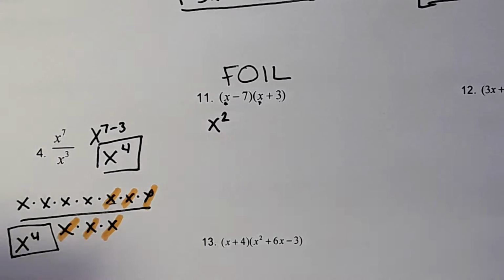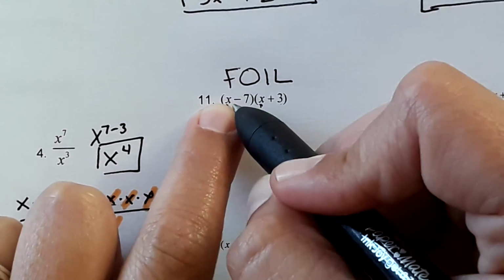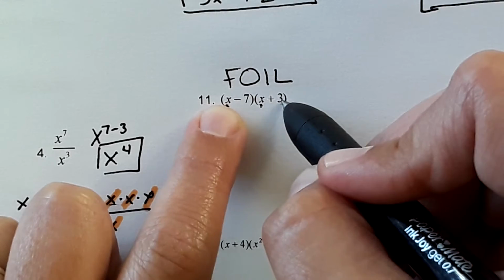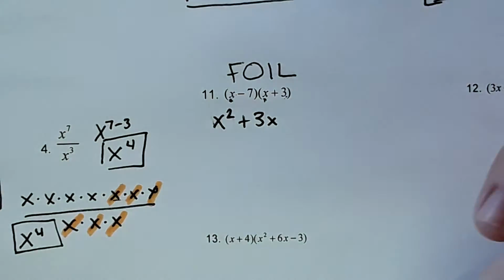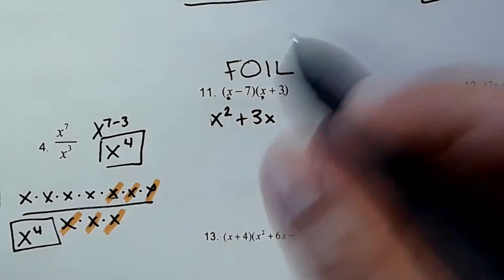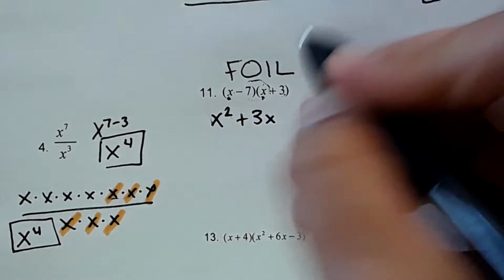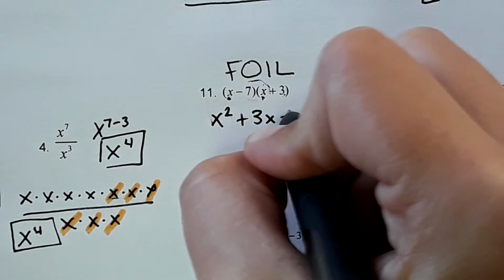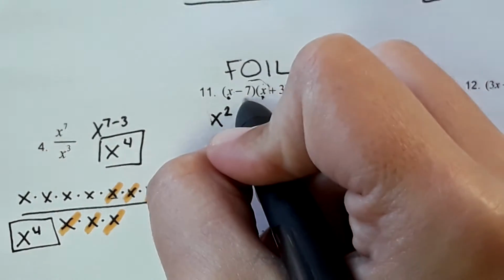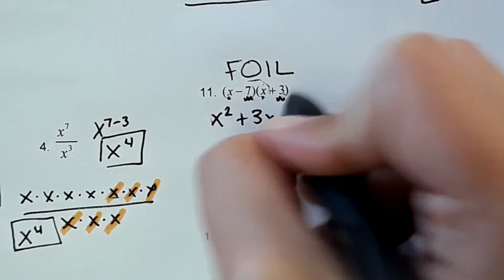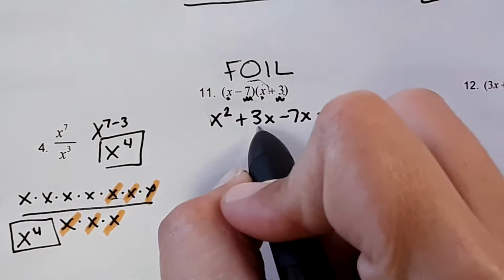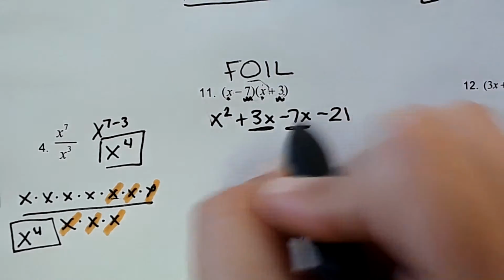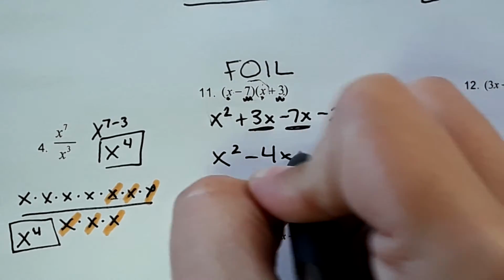And outside means that you're multiplying the outside terms. So 3 times x, the outside terms. So 3 times x would be 3x. Inside is these 2 terms here. So negative 7 times x is negative 7x. And then last would be the last. Negative 7 and 3, which would be negative 21. And then from here, combine like terms if you can, which we can combine 3x and negative 7x to get x squared minus 4x minus 21.